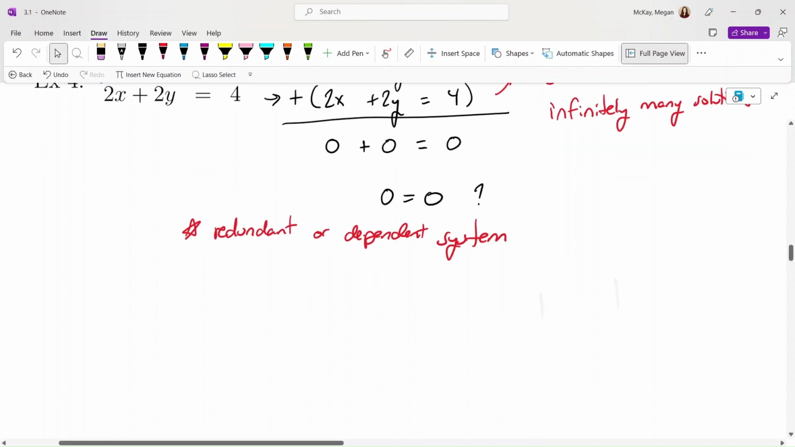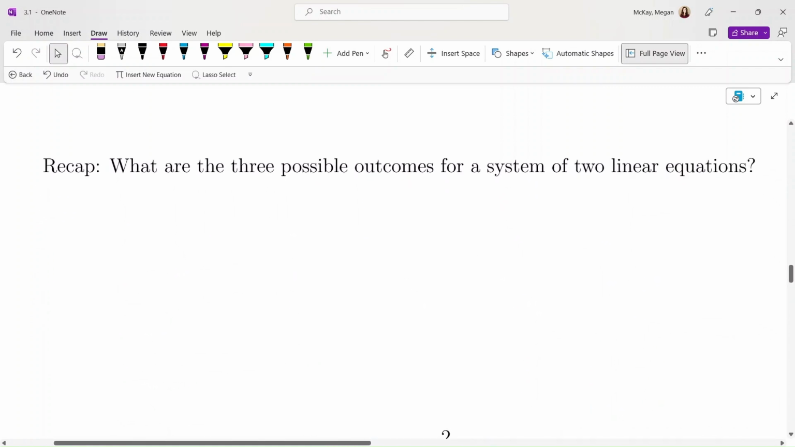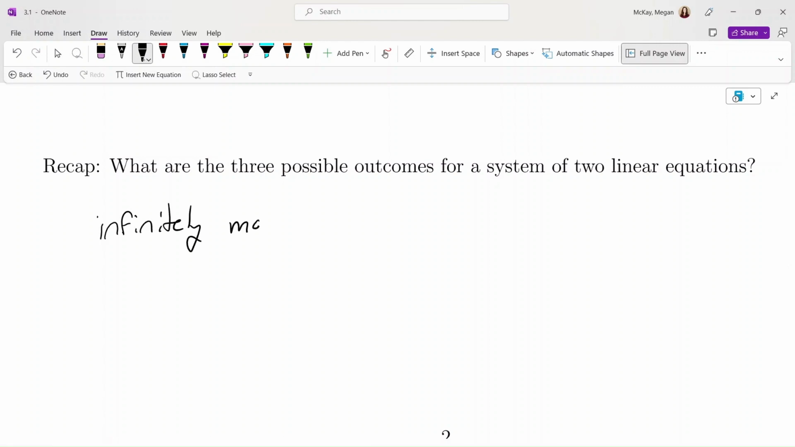So to recap, what are the possible outcomes for a system of two linear equations? Well, we've determined that we could have infinitely many solutions. We could have no solution. That's a possibility if our lines are parallel, though they will never intersect. Or we could have one solution. If a line intersects with another line, they will only ever do so at one point unless it is the same line. In that case, they will intersect at every point.